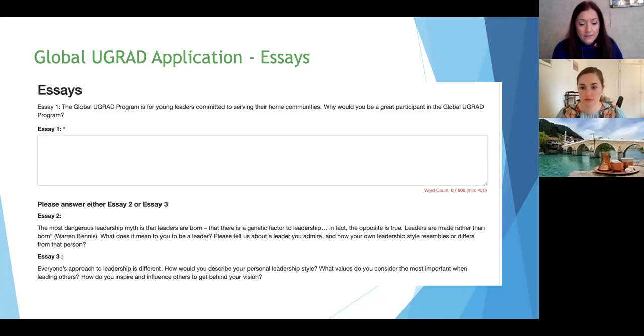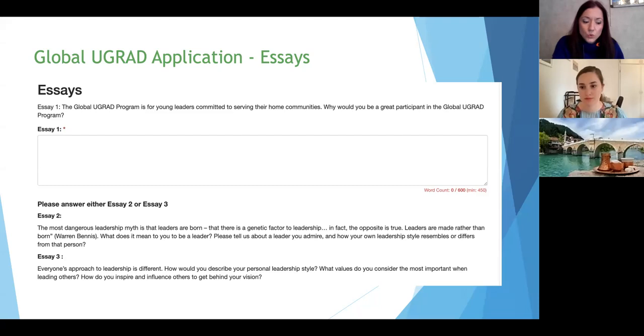Be aware that this program is not, as Kayla already mentioned, for people who just want to go to the United States. It's for people who want to go to the United States to learn something and then come back and apply that knowledge in Bosnia and Herzegovina. So how would you do that? Connect that with why you would be a great participant in the program.